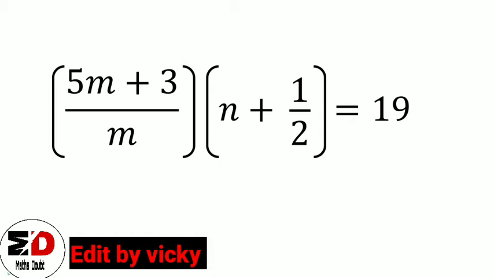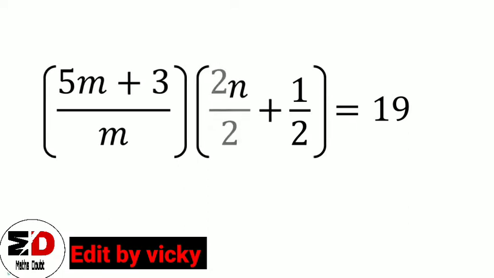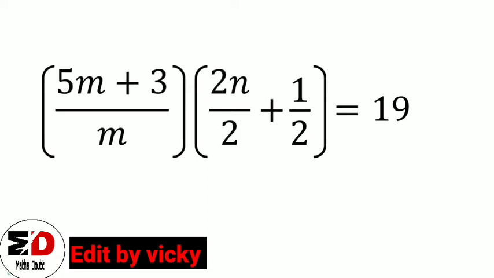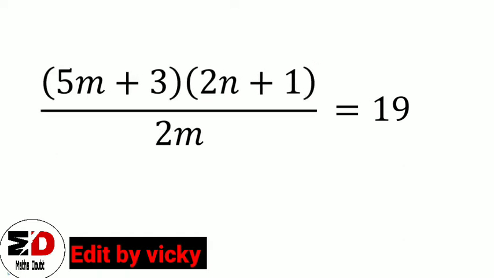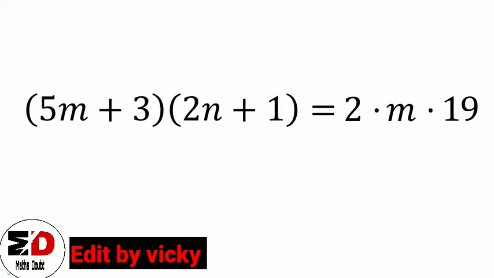Now let's rewrite the second term in this product. n is equal to 2n over 2, which means the second term in the product is equal to 2n plus 1 all over 2. Since we are multiplying these fractions, the denominator becomes 2 multiplied by m. We can then multiply both sides by 2 multiplied by m.